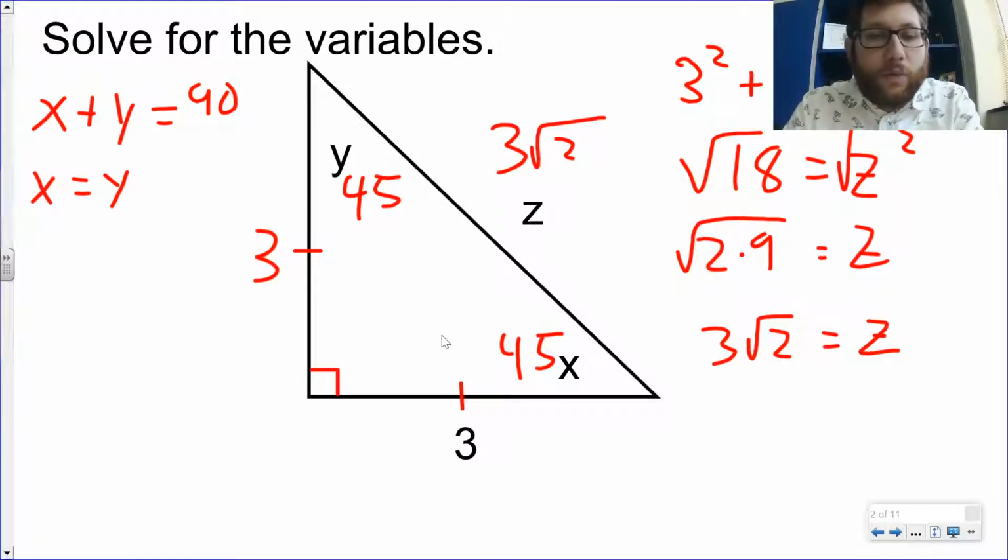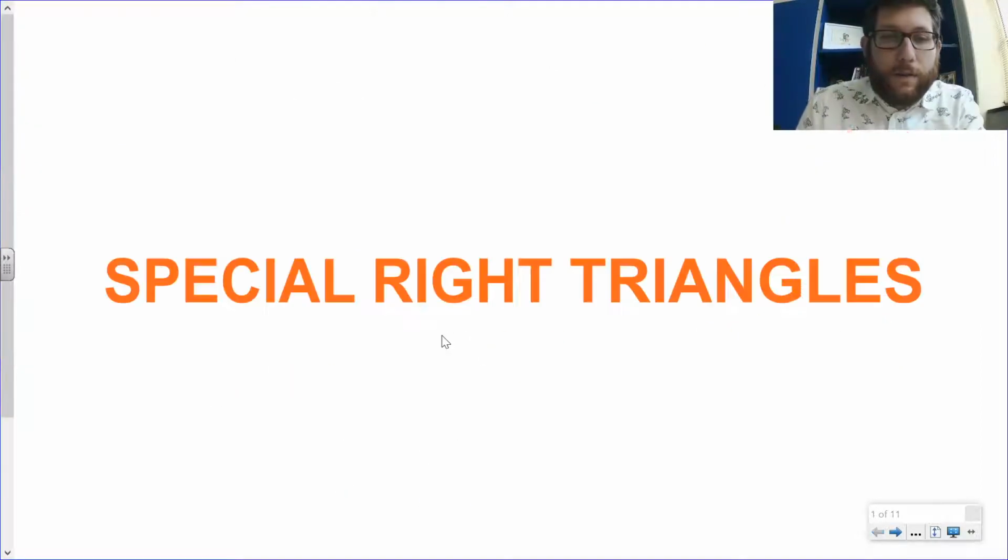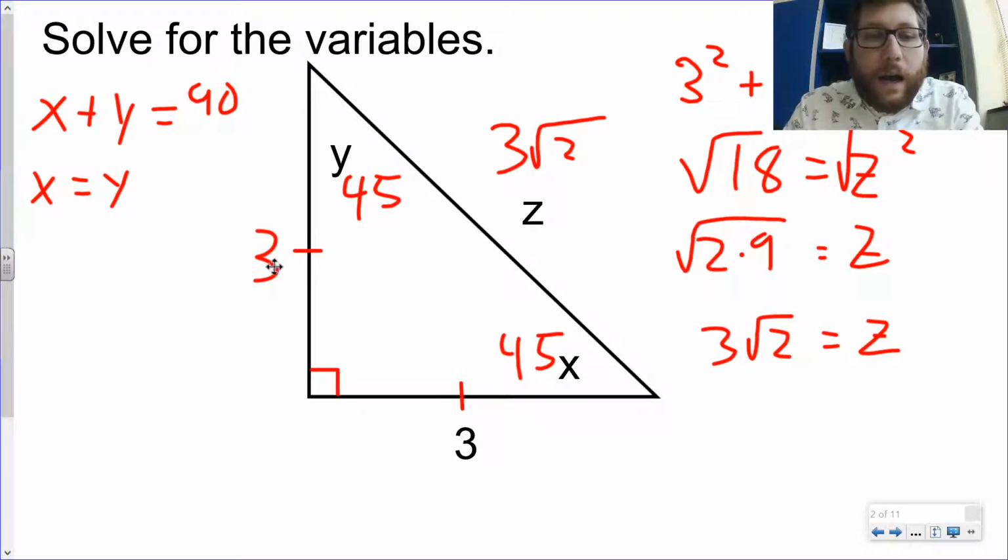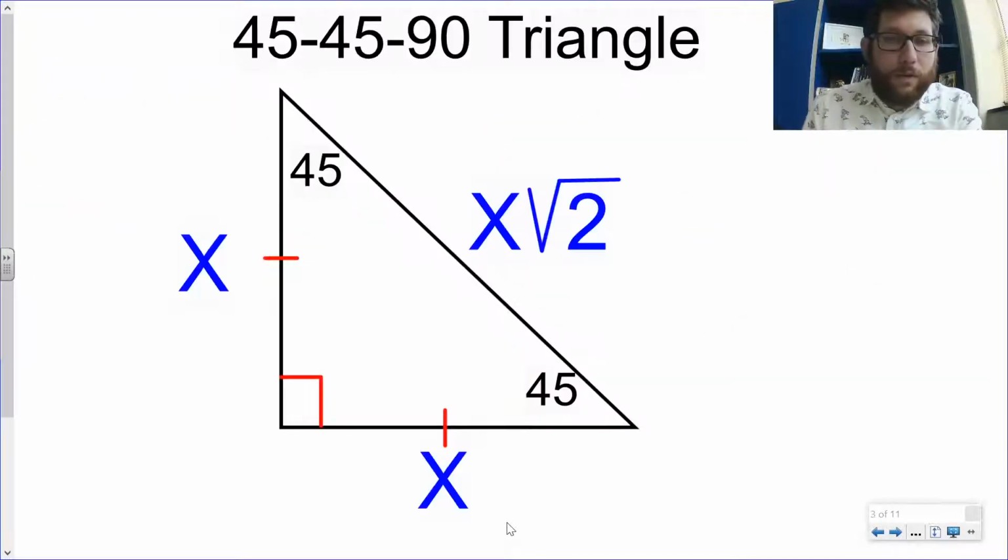Now think about this. What if I'd done 5 and 5? Well, it'd be 5 squared plus 5 squared, which is 50, which is 2 times 25, and that would have been 5 root 2. No matter which numbers I plug in here, my z value, this hypotenuse, always ends up being that value times root 2. And so actually here we find a pattern.